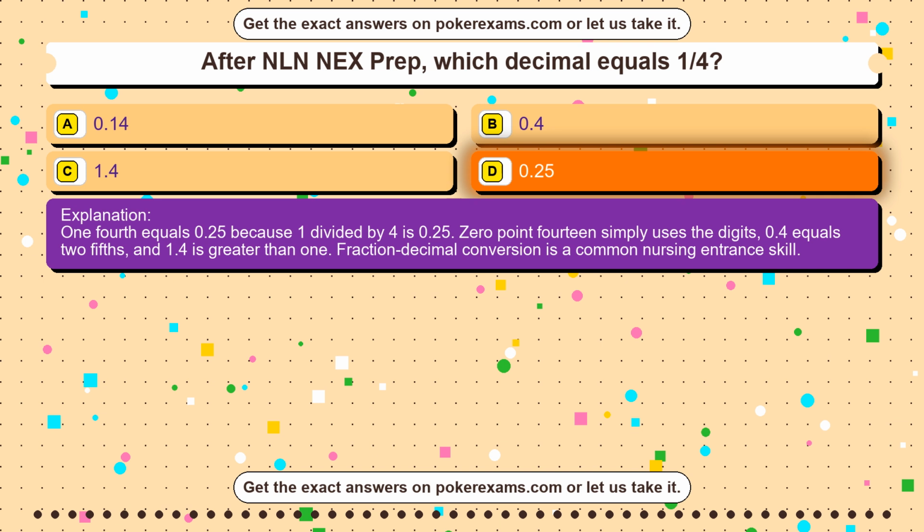0.14 simply uses the digits, 0.4 equals 2/5, and 1.4 is greater than 1. Fraction decimal conversion is a common nursing entrance skill.